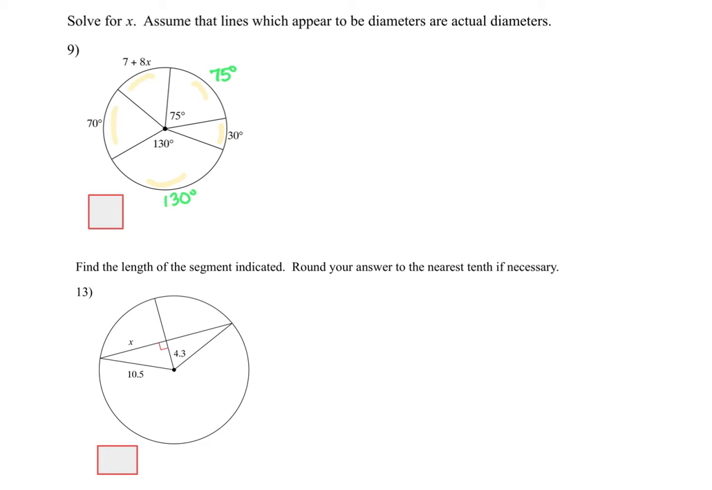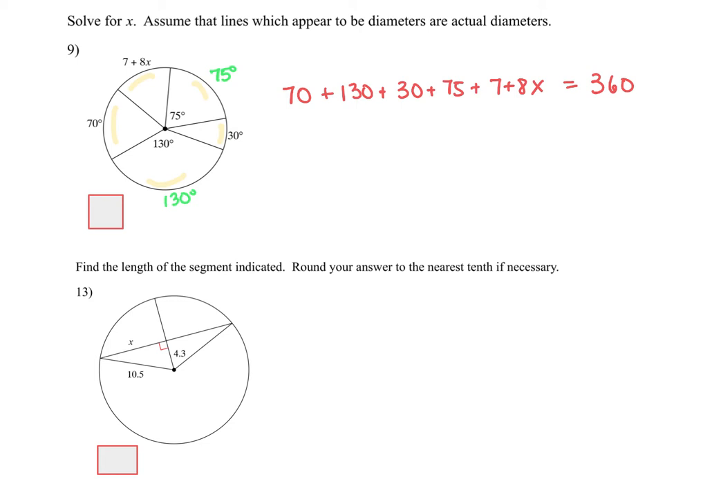So what should all of those add up to? The entire circle should add up to what? 360. So that's what I'm going to do. I'm going to write down every piece, 70 plus the 130, plus the 30, plus the 75, plus 7 plus 8x equals 360.